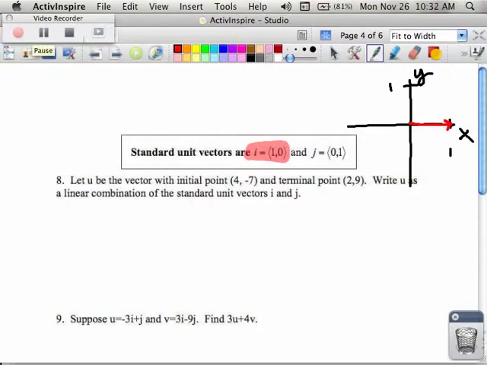The j vector is the vector that goes vertically in the y direction because its component form is 0, 1. And so that's the one that they're talking about here.